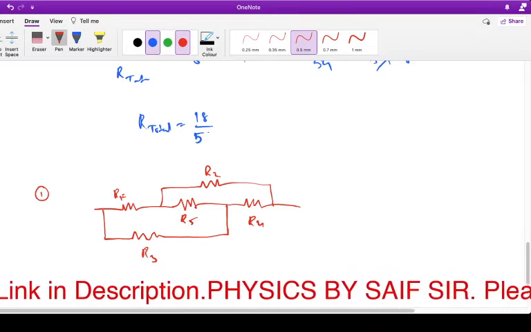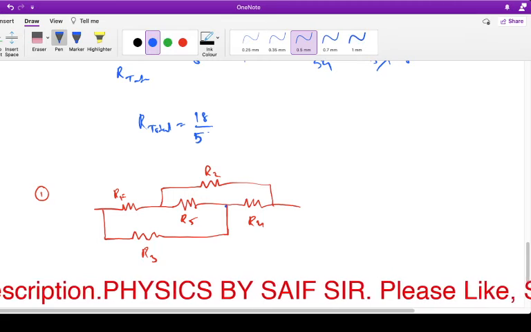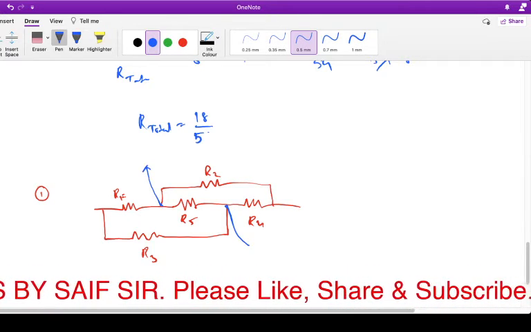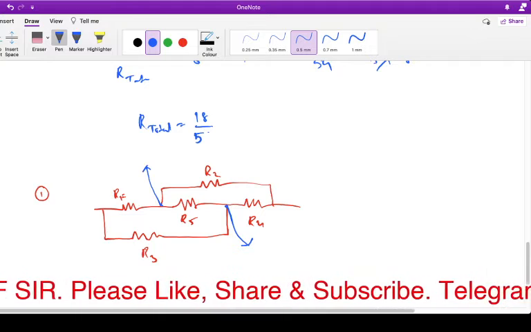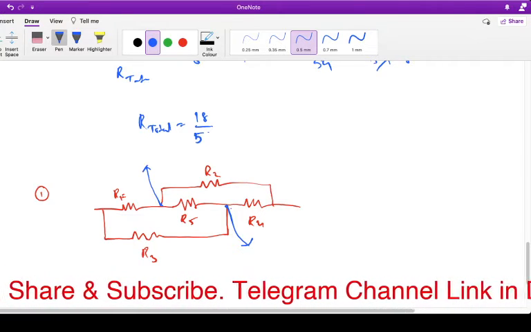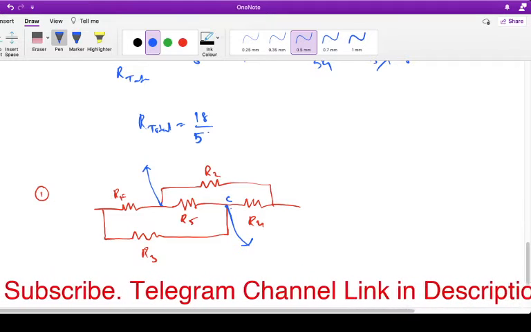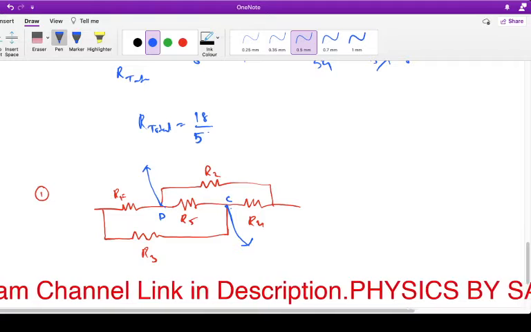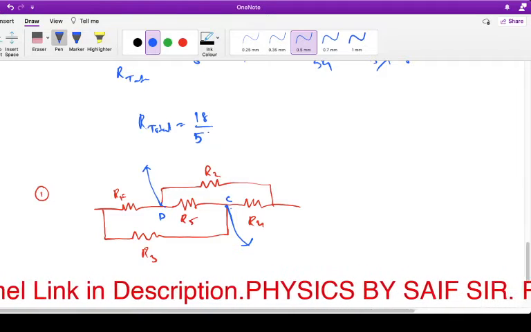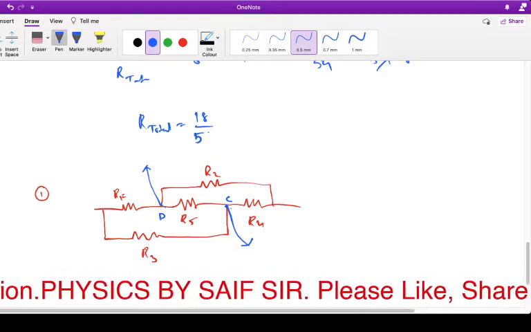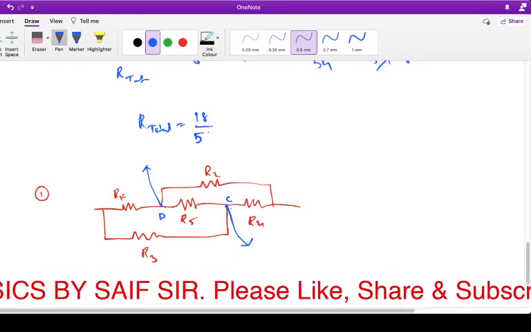What you have to do, just imagine these 2 points here. On this point, let's consider as a C, and let us consider this point as D. Just pull the D point towards up and pull down point C. What it will become? It will become the circuit in this form.